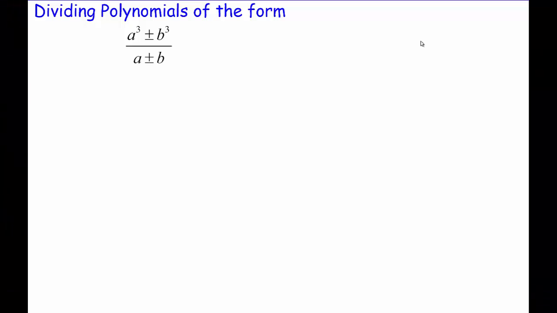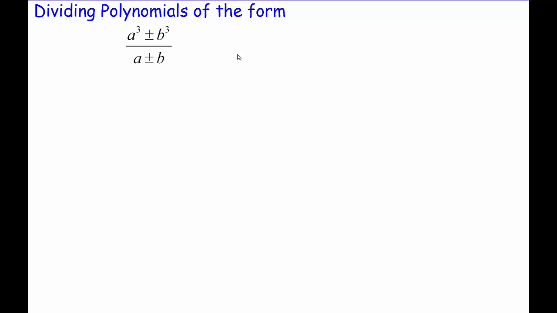Greetings, everybody. Today we're going to talk about dividing polynomials of the form that you see here, which is a cubed plus b cubed or a cubed minus b cubed over a plus b or a minus b. Now you'll notice here that these are the sum and difference of two perfect cubes.